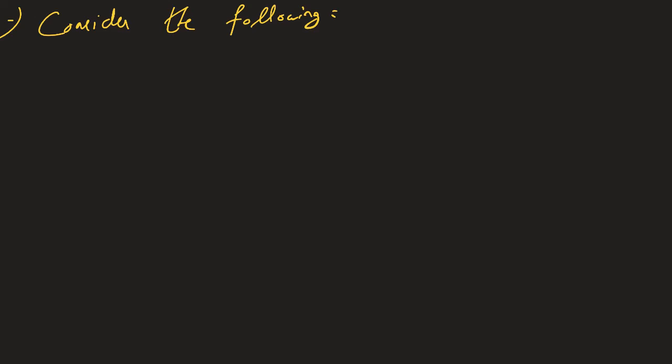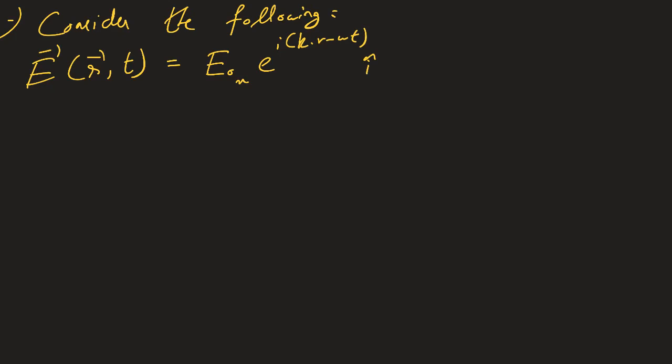So let's say we have a plane wave. Look, it's still a plane wave even though it'll be circularly polarized. E of r,t is some E naught sub x e to the i of k dot r minus omega t i hat plus some E naught sub y e to the i of k dot r minus omega t j hat.